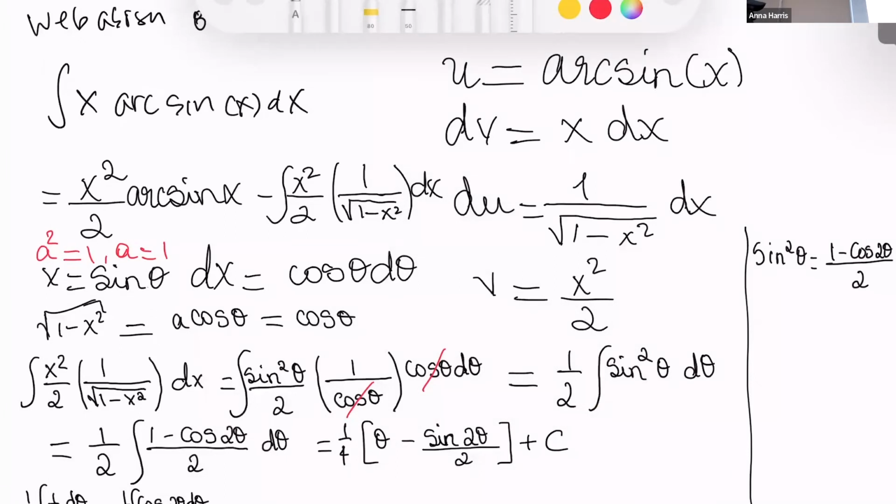First, look at this. So she replaced sine squared theta with 1 minus cosine 2 theta divided by 2. Now you can make it into 2 parts. So 1/2 times 1/2 d theta, 1/2 times cosine 2 theta over 2. So 2 and 2 makes what? 4. That's what you have.